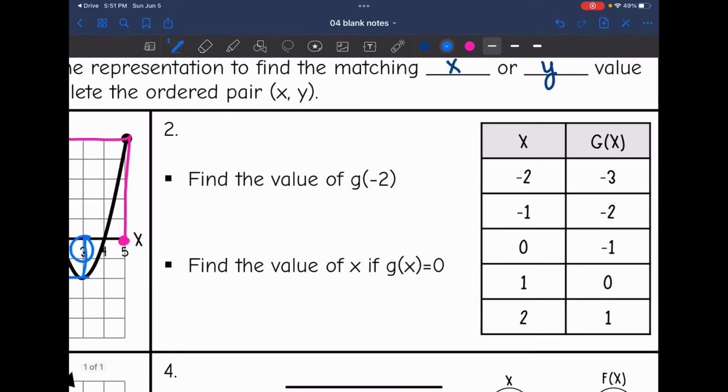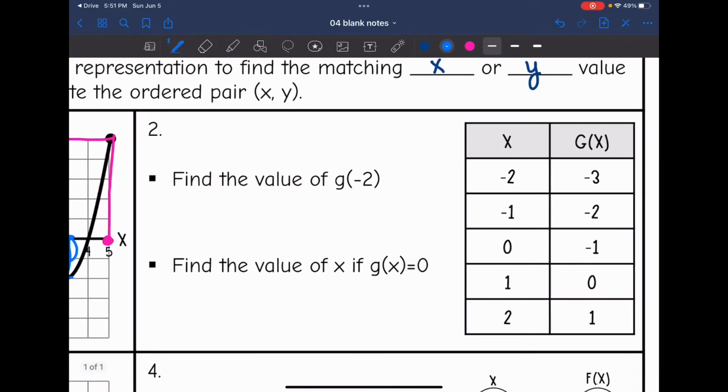Okay, let's look at number 2. It says find the value of g of negative 2. They gave us the input inside the parentheses. They are telling us find the output when x is negative 2. So if I go to where x is negative 2 on my table, the matching g of x value is negative 3.